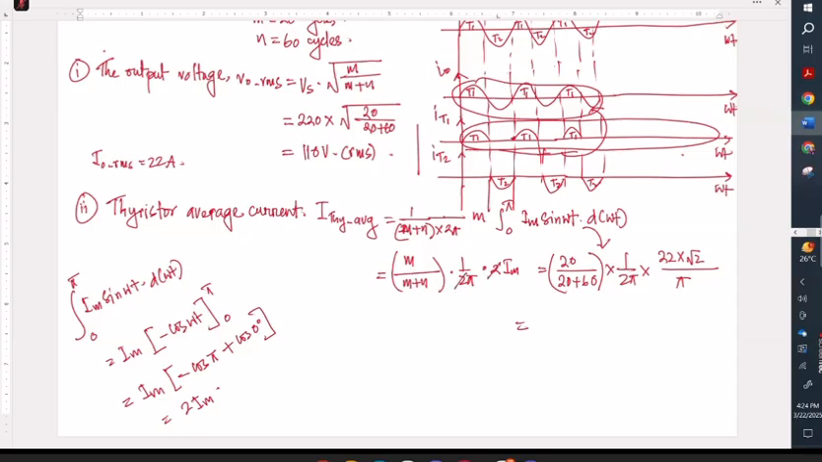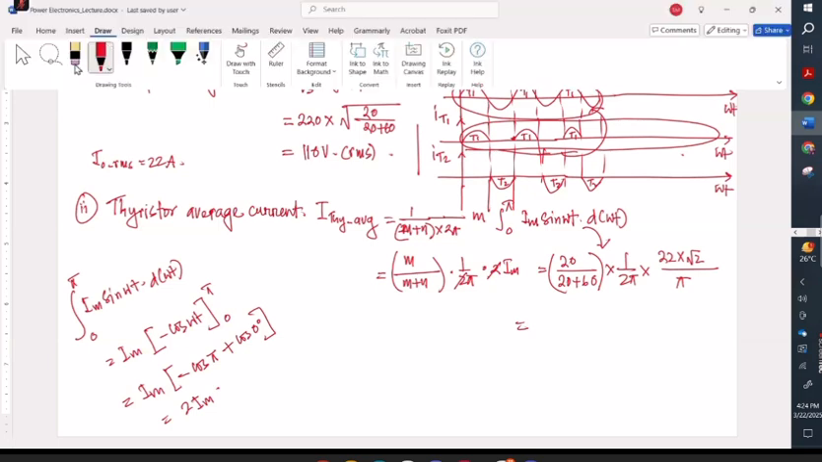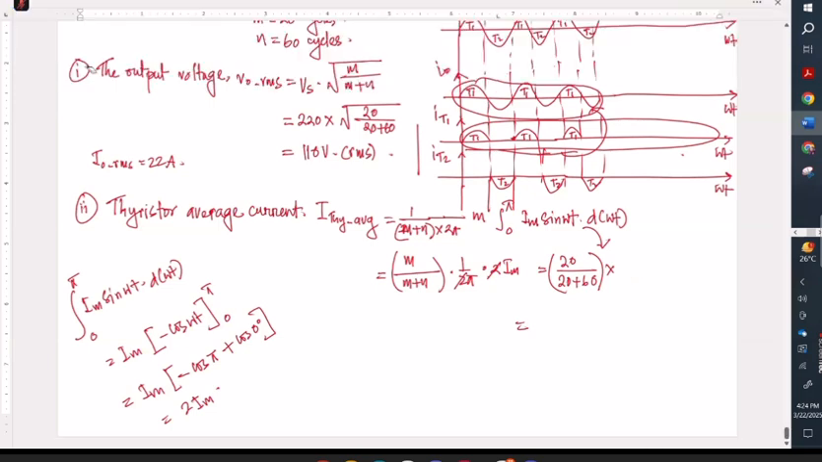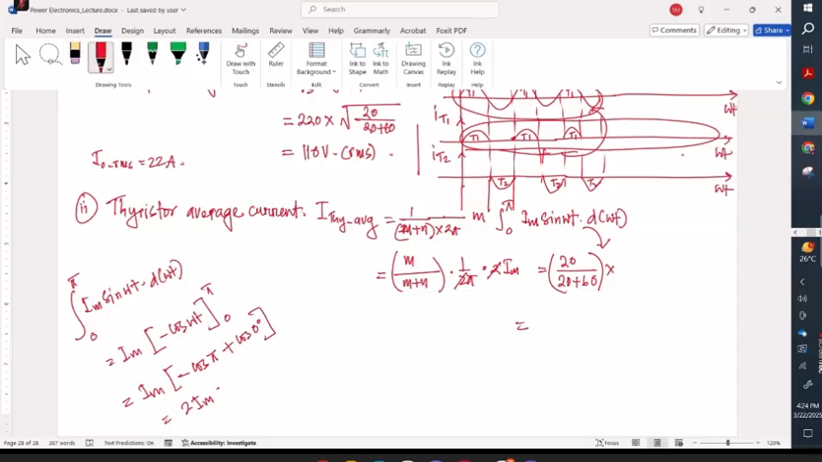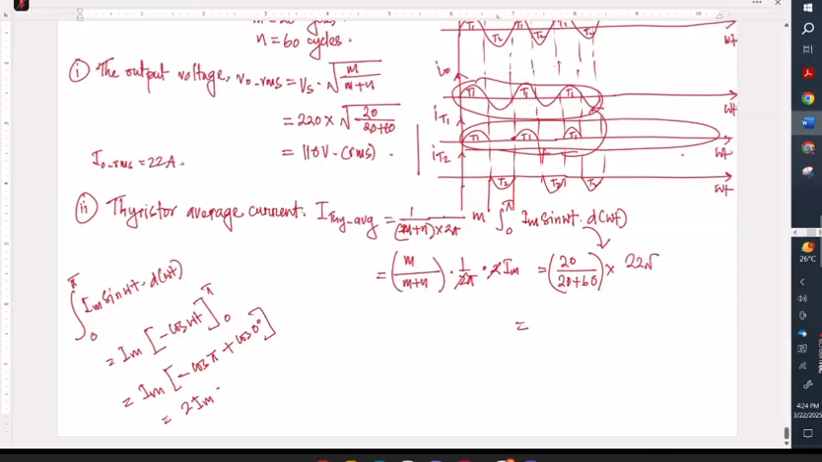So it should be Im over pi. So Im is what? 22 multiplied by √2 divided by pi. So what should be this value? 0.47 amps. Right? 2.47, sir. Okay, 2.47.